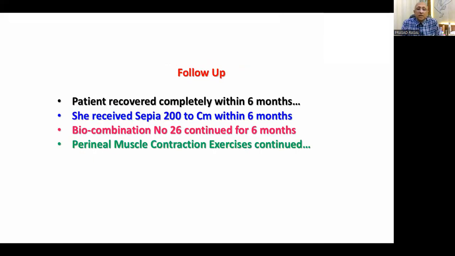And to my surprise, the patient recovered completely within 6 months. She received sepia every month, in higher potency, 200, 1M, 10M, 50M, CM within 6 months, and it worked. Biocombination 26 I continued for 6 months. Perineal muscle contraction exercises continued, and that was very important. To contract the perianal muscles, the periurethral muscles, and that exercise gives strength to the structures lying in the pelvic cavity, because of which there will be a good hold on the uterus and the uterus gets contracted. It comes inside again. This is a very good exercise for such people, for rectal prolapse, for vaginal prolapse, for prolapse uterus. This is a very important exercise you can ask.